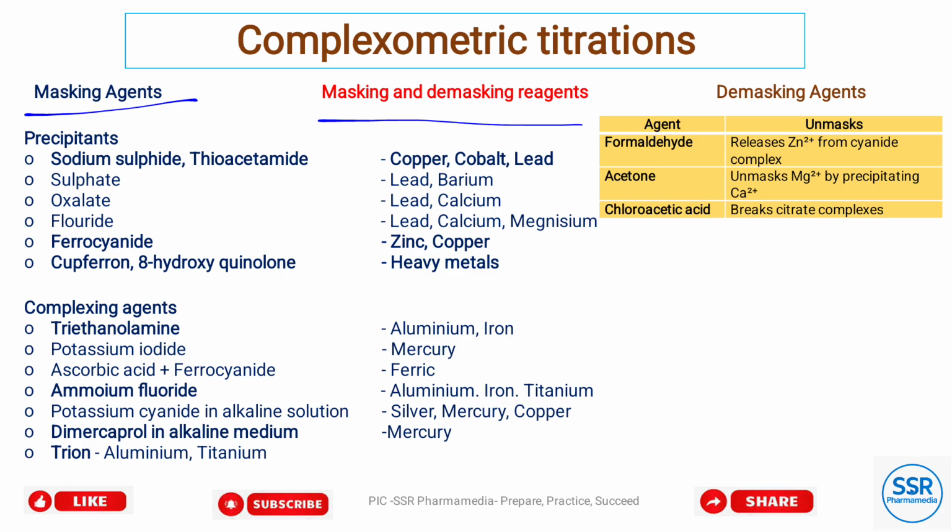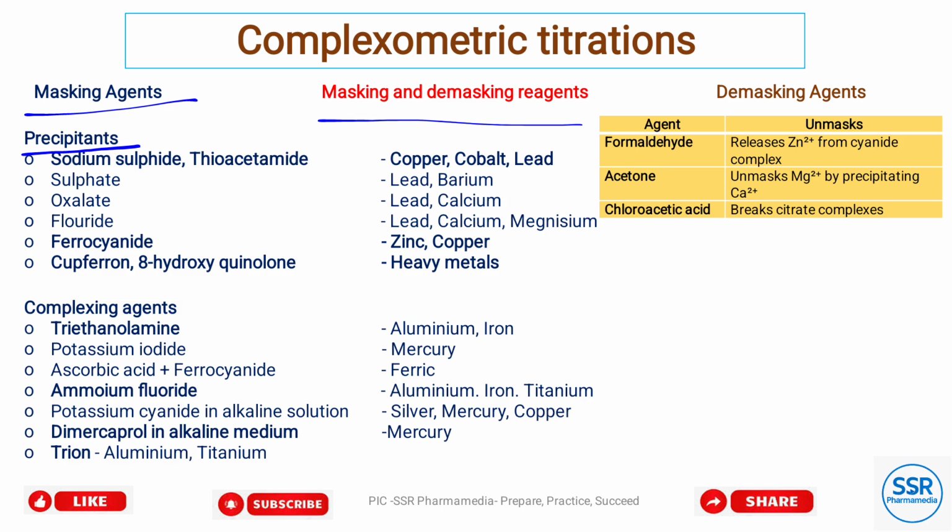So one or two metal atoms are there. First we use a masking agent to mask two atoms, and we allow only one atom to react with the EDTA in the titration. Then we add a demasking agent, release one atom, and do the titration with EDTA. And again we add a demasking agent and do the next one. Like that, we take two or three readings separately for each metal atom. For example, a precipitant: when we add the masking agent, it will precipitate the other ions.